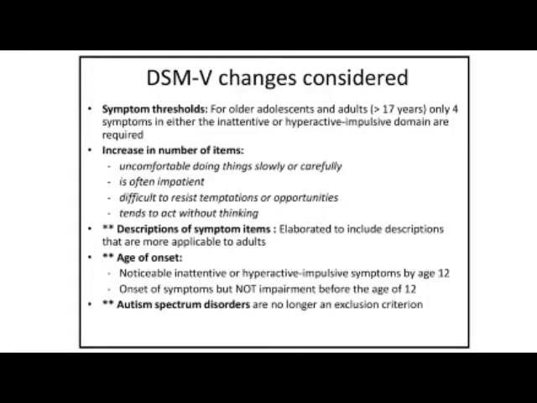Age of onset, I think there has been an accumulation of research over the years, which essentially showed that this age of onset of 7 turned out to be quite arbitrary. It wasn't very empirically based. And when they compared groups with an apparent age of onset somewhere between 7 and 12 and those with an onset below 7, it made no difference to the overall clinical picture and the treatment effect sizes. And so they've altered this to age 12.